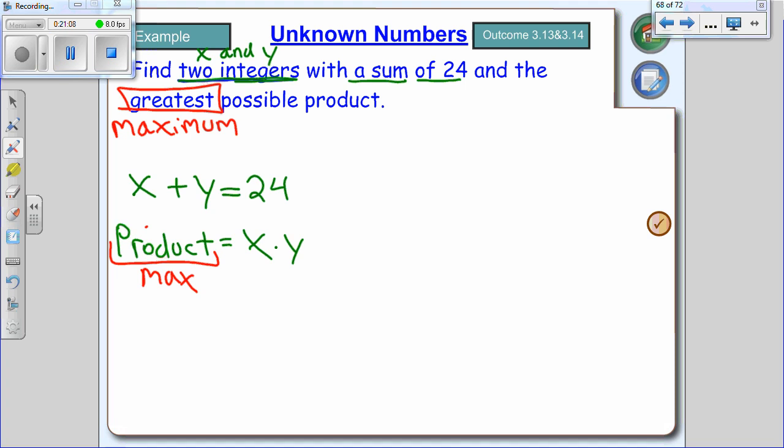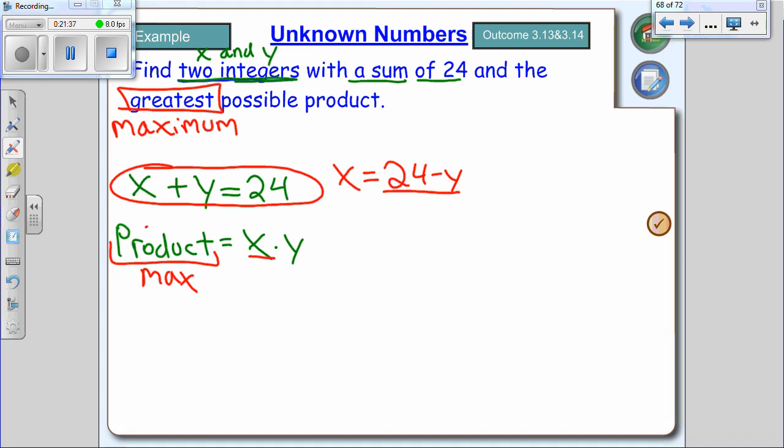How can I change one of these x's and y's so that it becomes an x or a y? Solve the one on top. If you could rewrite this so that it's x equals 24 minus y, then you could change this x to be this thing right here. Then you have y's, right? You would only have y's in your equation. My new equation would be product equals 24 minus y times y.